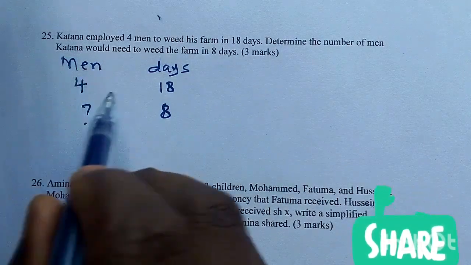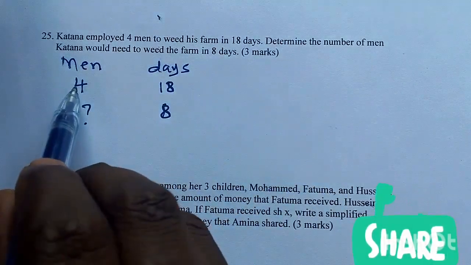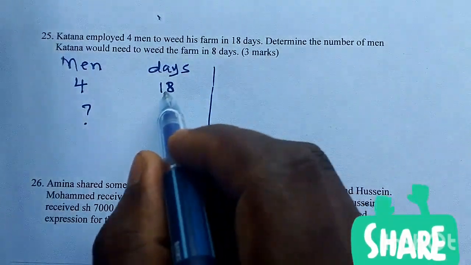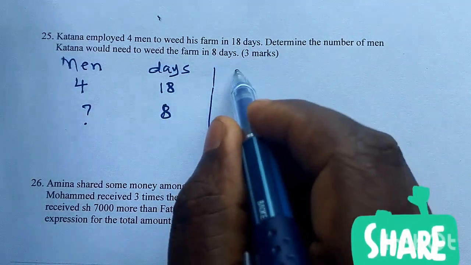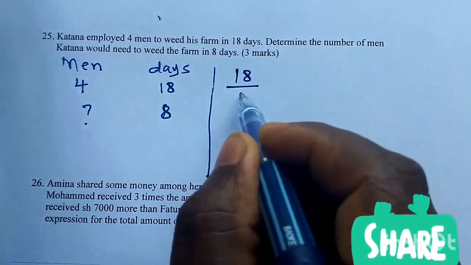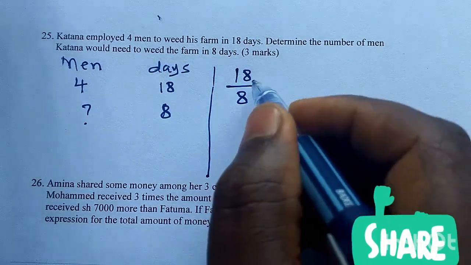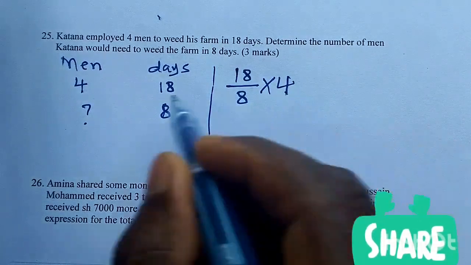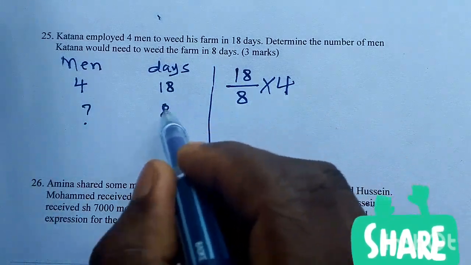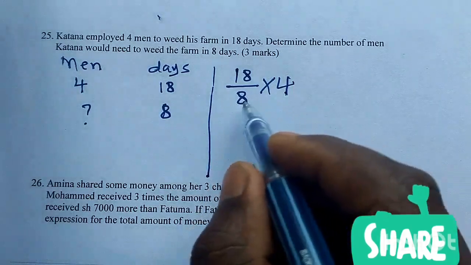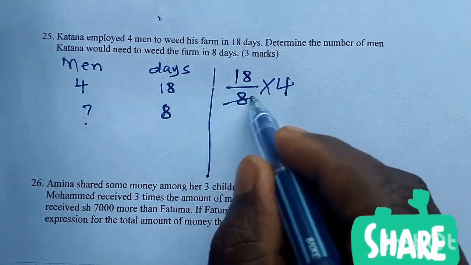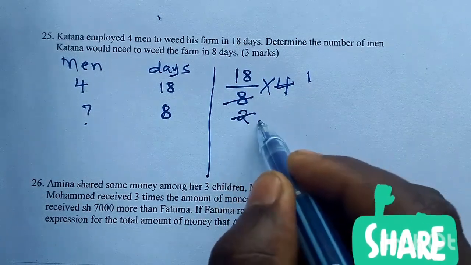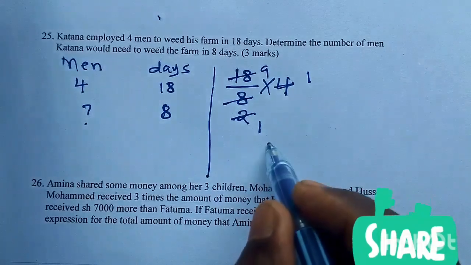Therefore, we increase the number of men. Therefore, we use this ratio to increase the number of men. Therefore, to increase something, remember the denominator must be, so it is 18 divided by 8, then times 4. So we want to increase the number of men using this ratio. So from here, you get that 4 here once, 4 here twice, 2 once, 9. So we need 9 men.